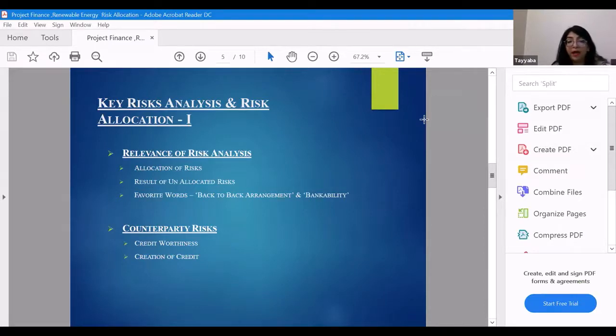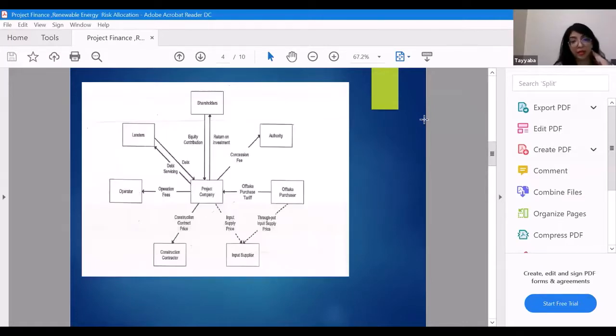Let me go back a bit. We talked about this slide, right? Essentially, you have these stakeholders, or parties, who are all parties to the project. On the one hand, you are under an obligation to provide energy to the Government of Pakistan. Let us discuss this in particular reference to an IPP so that we stay focused and are able to understand a bit better.